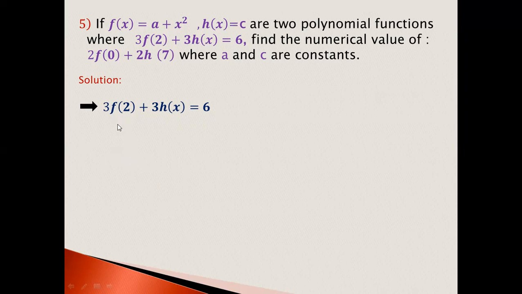At the first, we need to find the value of the element 2 by using the function f. So we have to replace the letter x in the function f here by the number 2. f of 2 is going to be a plus 2 power 2, or a plus 4, because 2 power 2 equals 4. That means 3 is going to be multiplied by the sum of a and 4, plus 3 times h of c equals what? We have to replace the letter x in the function h by the number c.